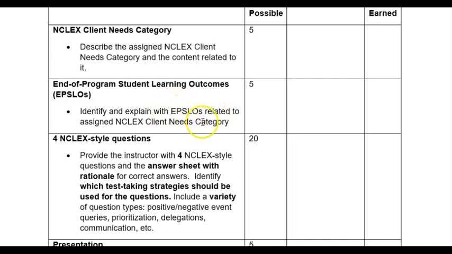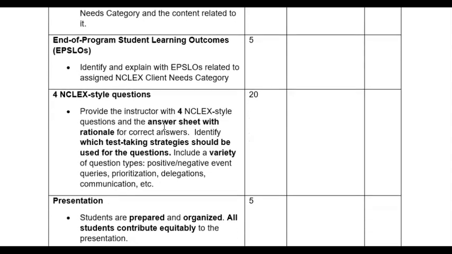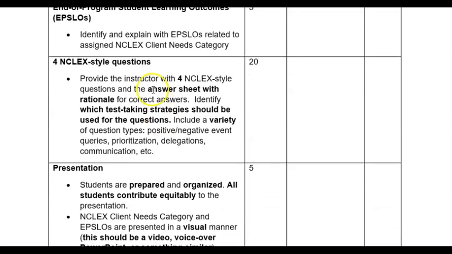So you can go in your NUR 1000 syllabus, look at your end of program student learning outcomes, and identify which ones relate to the NCLEX client needs category you were assigned. 20 points for creating 4 NCLEX style questions. An answer sheet with rationale has to be provided to the instructor. You want to be sure to identify which test-taking strategy should be used for the questions.